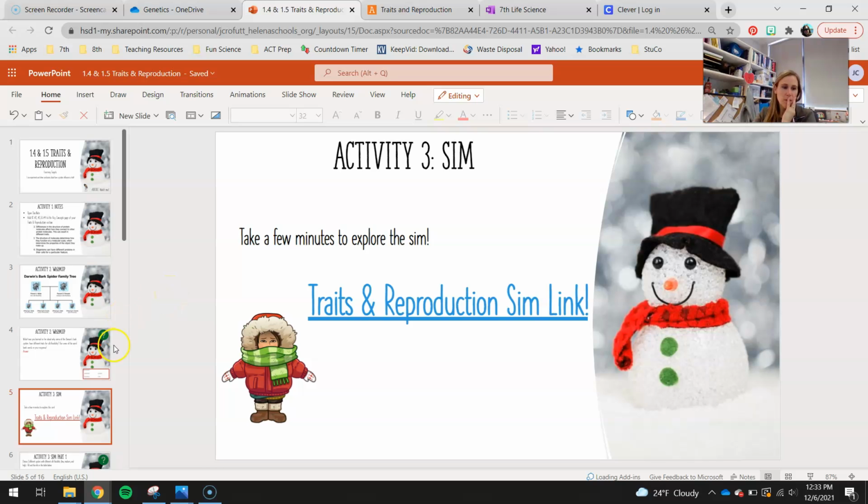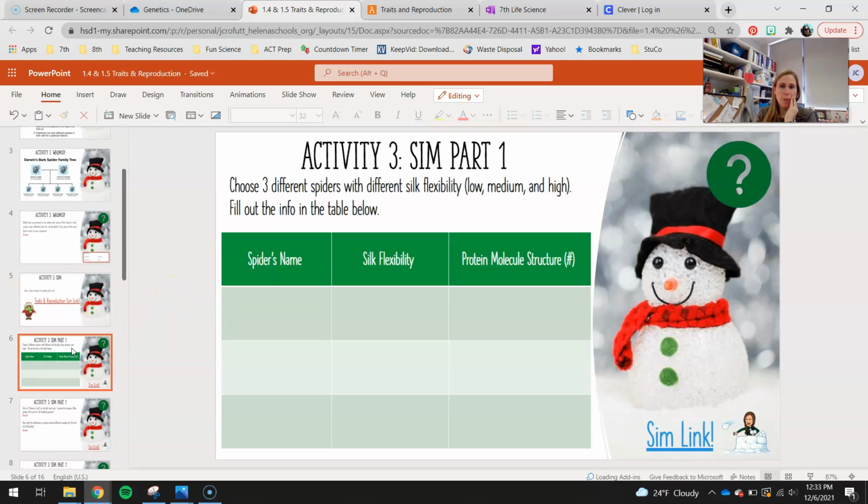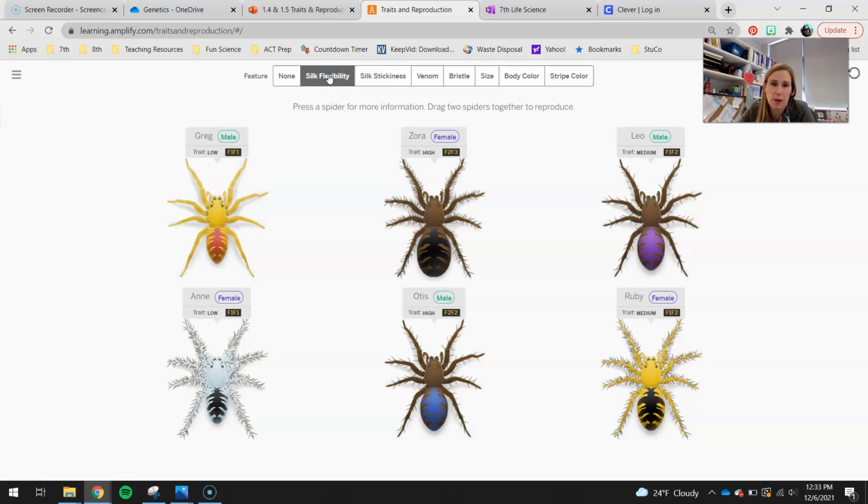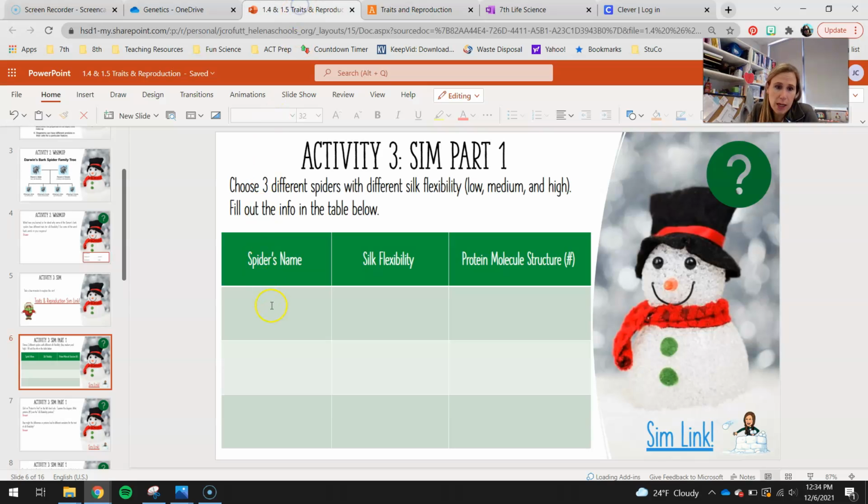You have 2 parts to your sim today. First part, we're going to look at silk flexibility. Choose 3 different spiders with different silk flexibility: one that has low, one that has medium, and one that has high. Hopefully you've figured out how to use it. We're going to go up to silk flexibility right here. You can see that Greg has low, Zora has high, Leo has medium, Ruby medium, Otis high, and Ann low. Find someone who has low. Your options are Greg or Ann. Type their name in right here and tell me they have low silk flexibility.